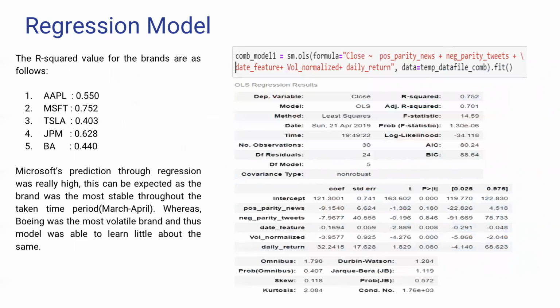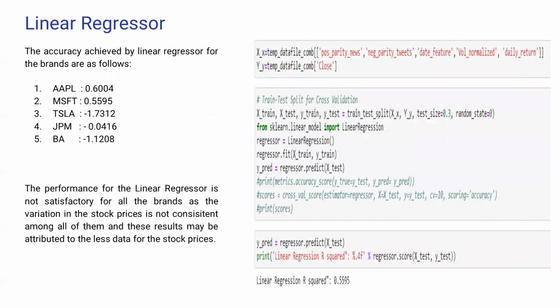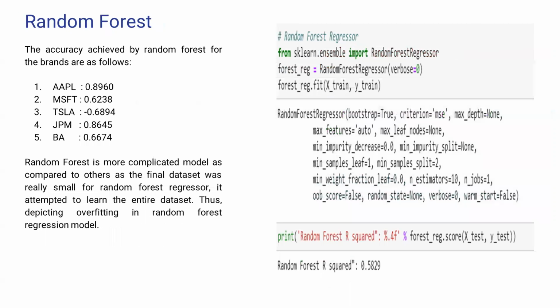These are the R-square values. It can be seen that the Microsoft performance is really high, whereas the Boeing's performance, as predicted, is really low. We created a linear regression model in which we did a XY split with 70% train and 30% test, and these are the values for accuracies. Below are the accuracies from the random forest model. Random forest model is more complicated model and has tried to learn the full data set.